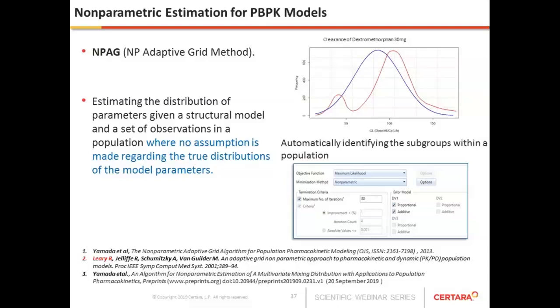So here we make no assumption with regards to the true distribution of the model parameter. With the parametric method, you essentially need to make an assumption of the distribution, as you see here in the blue curve. So this is a part of the new user interface you see in Simcyp version 19. So you can select the maximum likelihood as the objective function and the minimization method as the non-parametric.